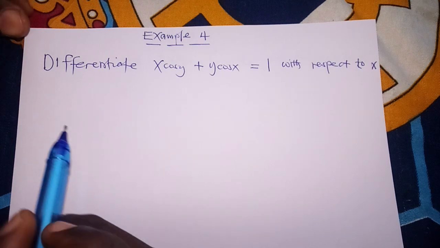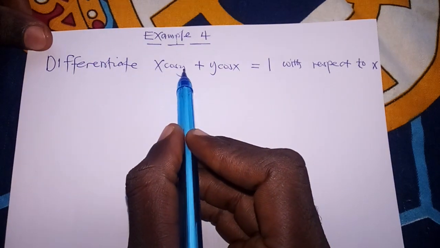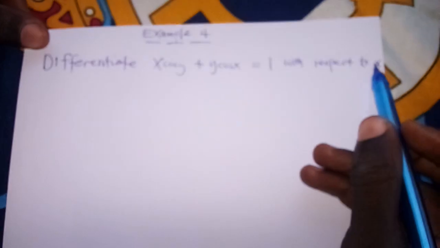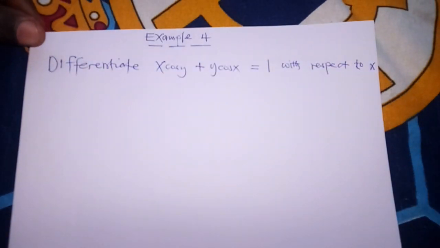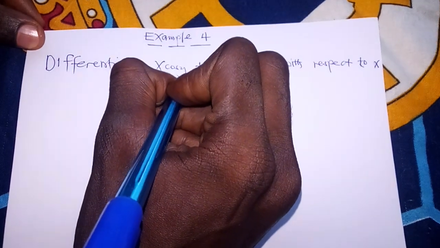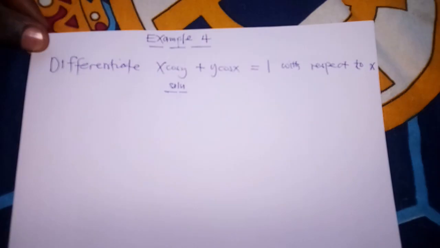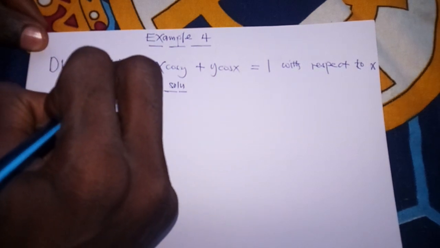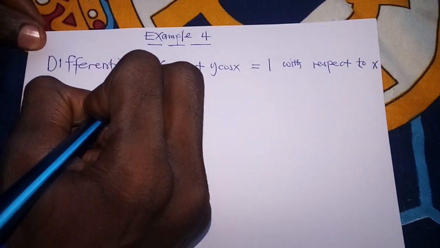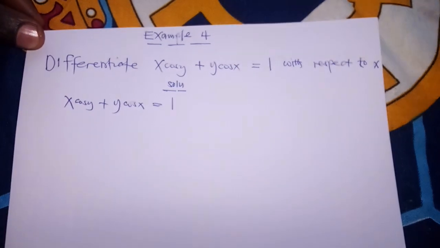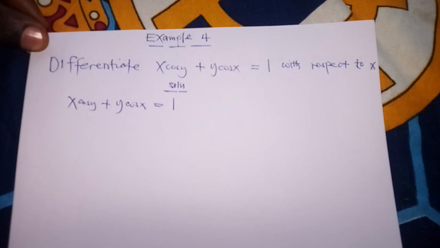It reads: differentiate x cos y plus y cos x is equal to 1 with respect to x. Then if you want to differentiate this one, let's start. We say solution. Okay, now since we are given x cos y plus y cos x, then everything becomes 1. This is what we are given, and we want to differentiate this one with respect to x.